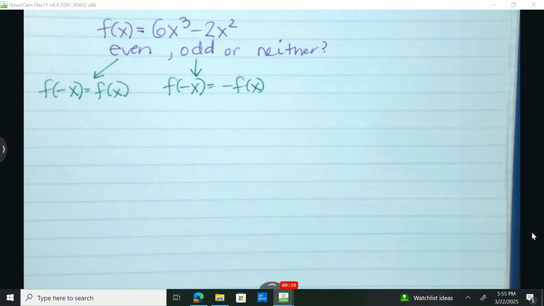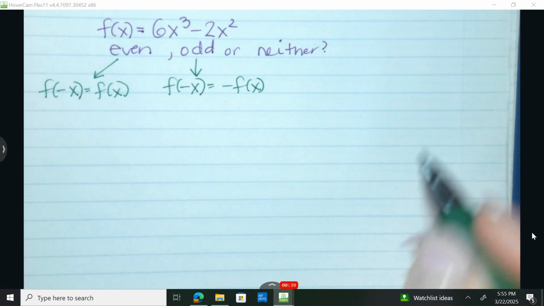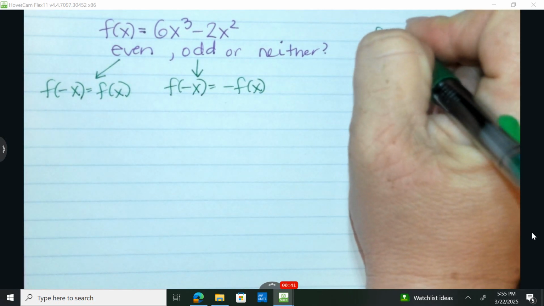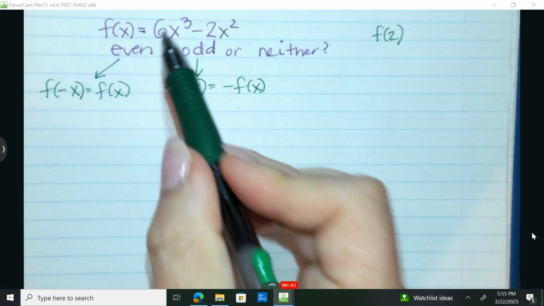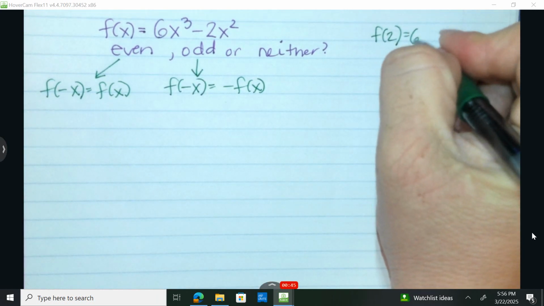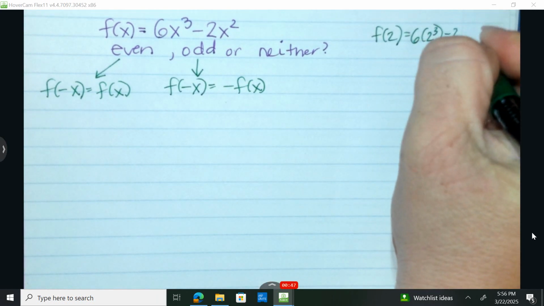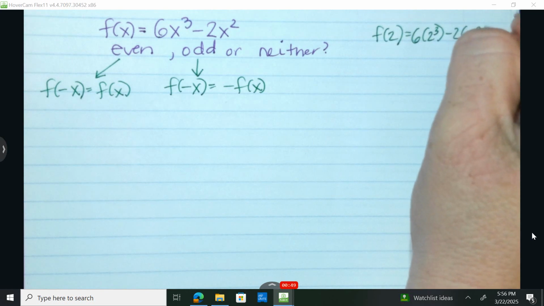Let's get started. I always shy away from using 0. I always shy away from using 1. That's just my personal preference. And so what I'm going to do is choose 2. So let me come off to the side, and I just want to know what is the output when the input is 2. So I want 6 times 2 to the third minus 2 times 2 squared.